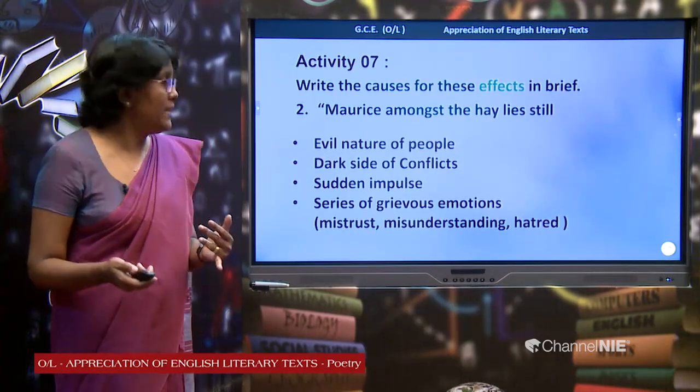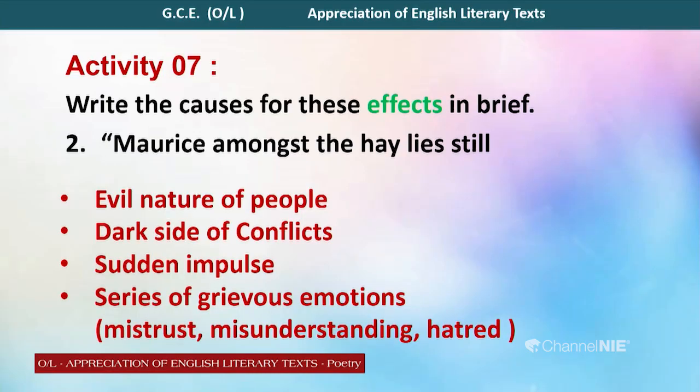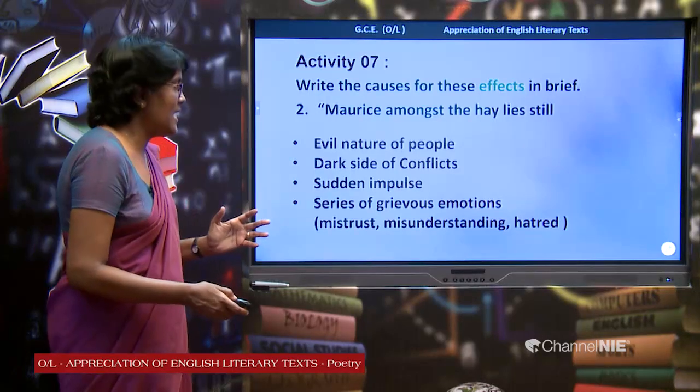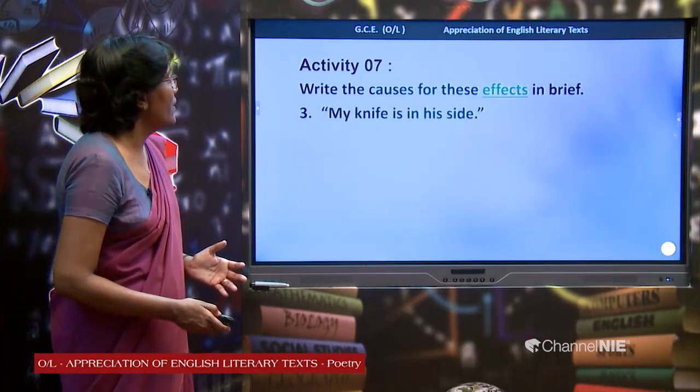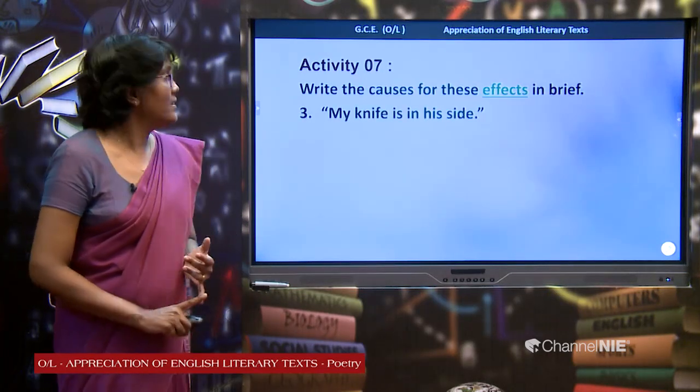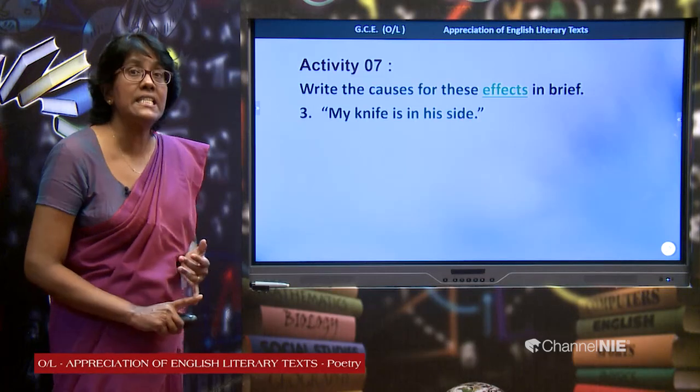All these things happen. Now, Morris amongst the hay lies still gives an idea, a hint for us that there was mistrust among the brothers, misunderstanding or hatred. These are some evil thoughts, right? You can understand how that had affected. Right. Third one, my knife is in his side.